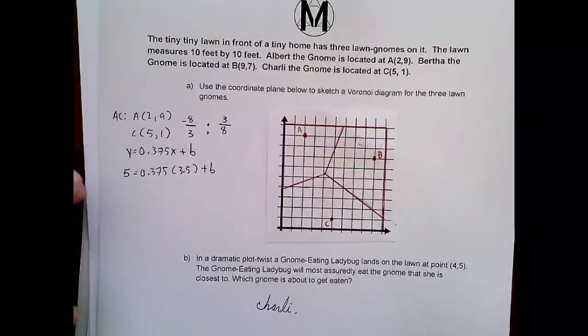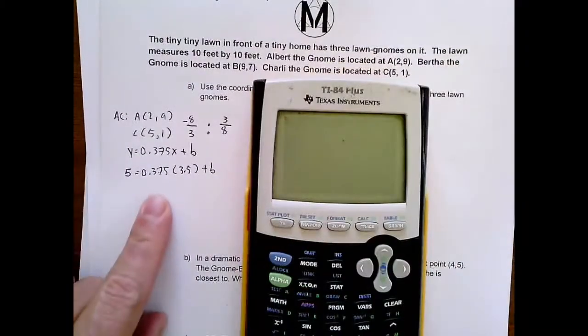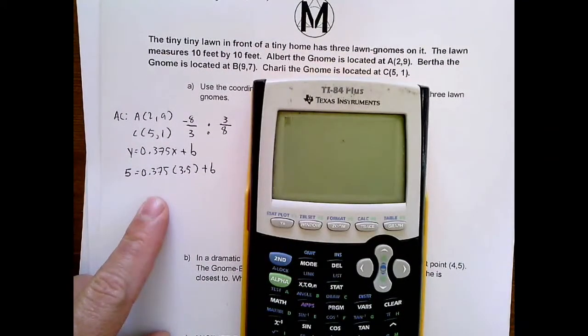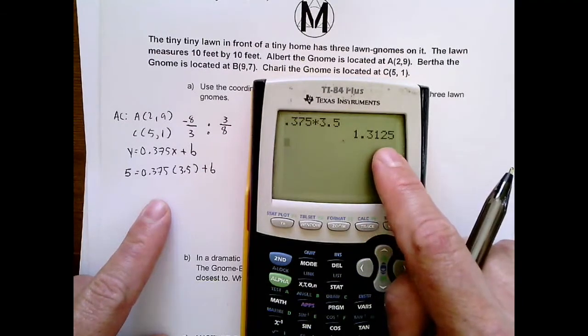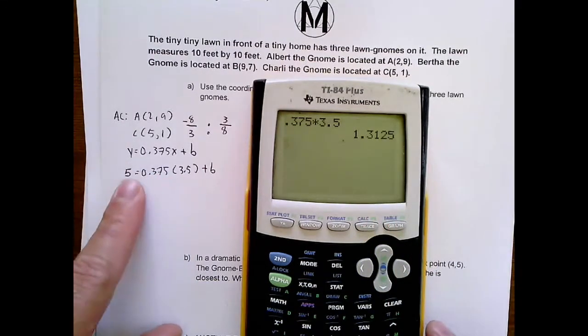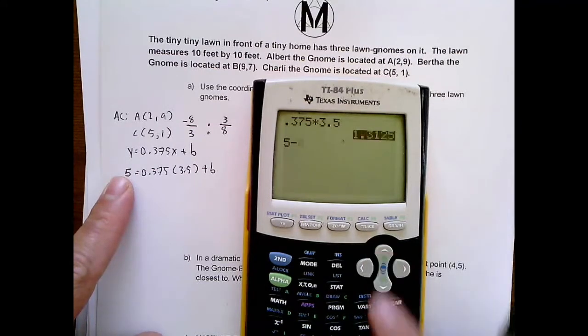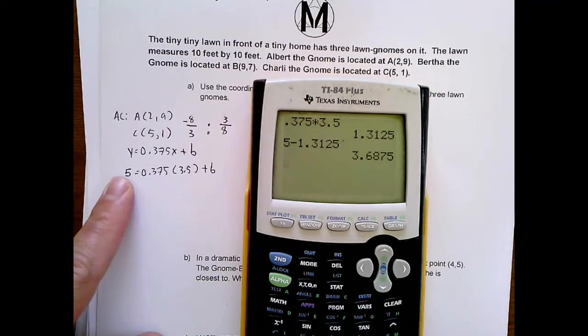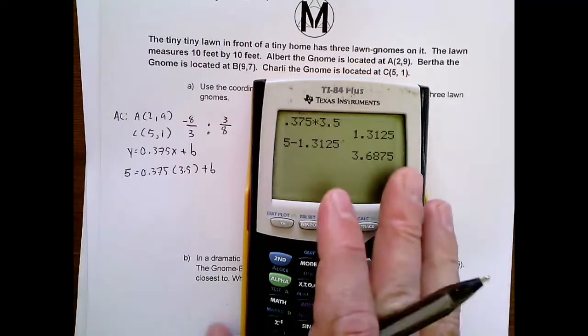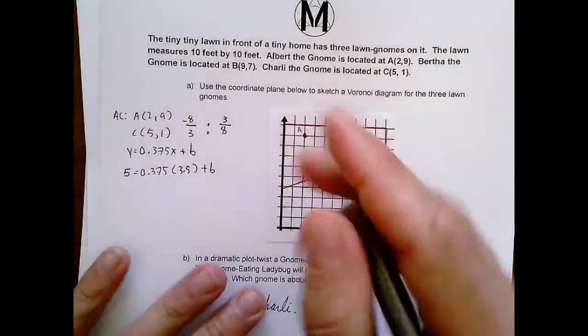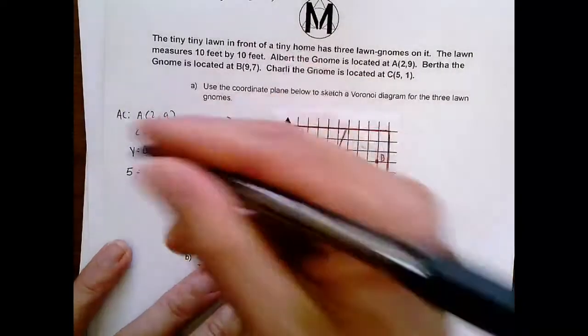All right, so now at this point, it's just time to use our calculator and get some math going here. First we'll start here, 0.375 times 3.5. Okay, that gives us 1.3125. And we're going to subtract all that from both sides. So we'll just do 5 minus answer. That's some fast work there. So we should get 3.6875. So we know our b value is 3.6875.